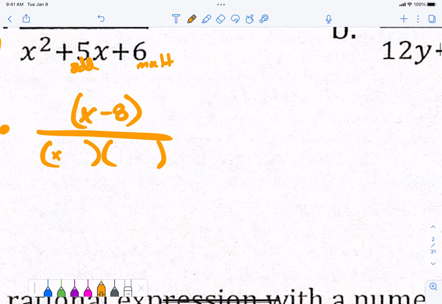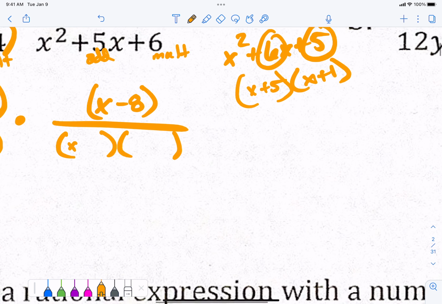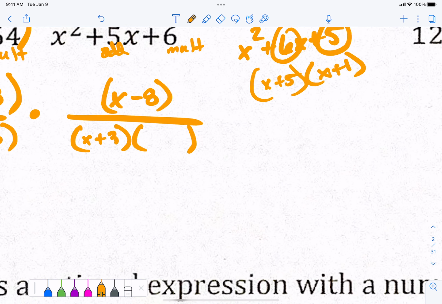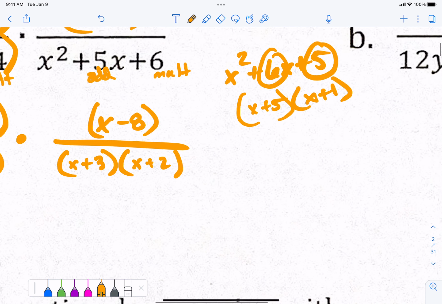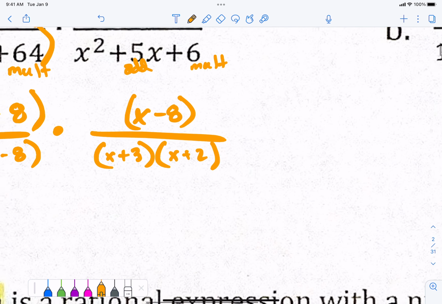If it was, you're thinking of this. This would be 5 and 1. Multiply to get 5, add to get 6 would be 5 and 1: X plus 5 and X plus 1. Since the 5 is in the middle, that's what we're adding to. This has to be 3 and 2, right? The 5s and 6s are tricky. So you don't want 5 and 1, you want 2 and 3.